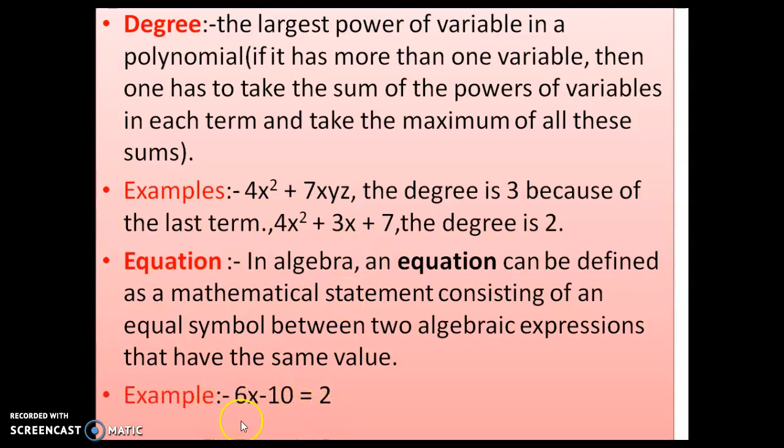So this is an example for an equation: 6x minus 10 equal to 2. We have an equal to sign here. So this is an equation, and if we put any value for x so that the equation is balanced, the LHS and RHS should be equal. Then that's a solution. Whenever we put one value for x so that the equation's balance is not disturbed, the RHS and LHS are equal, then whatever value we gave for x, that's a solution for this equation.